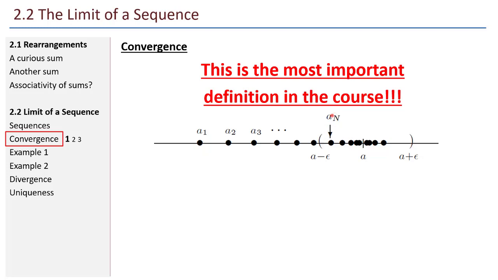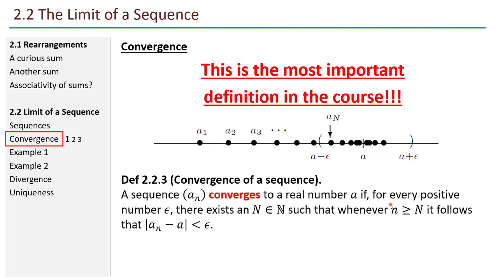Here it is in more official language. A sequence, the sequence a sub n, converges to a real number a if, for every positive number epsilon, there exists a big N, that's a natural number, and I think big N will be a subscript of a. There exists a big N such that whenever n is greater than or equal to big N, it follows that the absolute value of a sub n minus a is less than epsilon. I usually read this by saying that a sub n is within epsilon of a.